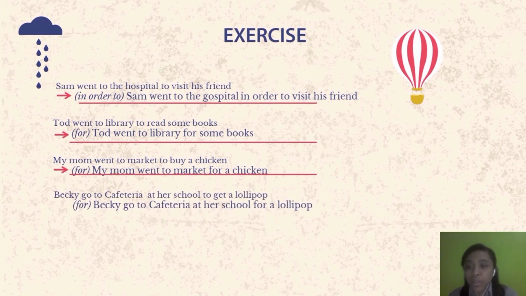The second: Todd went to a library to read some books. If we use for, it becomes: Todd went to a library for some books. The third: my mom went to a market to buy chicken. If we use for, it becomes: my mom went to a market for a chicken. And the last one: Becky went to the cafeteria at her school to get a lollipop. If we use for, it becomes: Becky went to the cafeteria at her school for a lollipop.